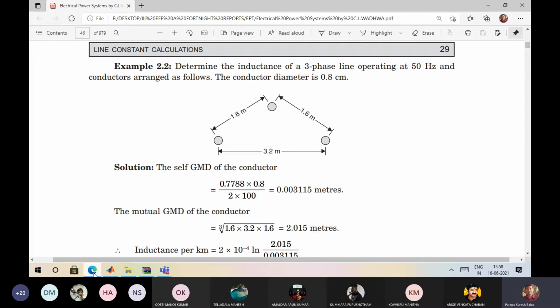In this, this is the A phase, for example, B, and consider this is C. It consists of only one conductor, no bundle conductor here. You can see that the distance between A and B is 1.6, A to C is 1.6 meters and B to C is 3.2 meters. So this is the single circuit line, with no bundling effect, for which we calculate the GMD and GMR.